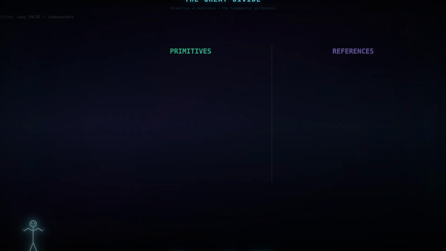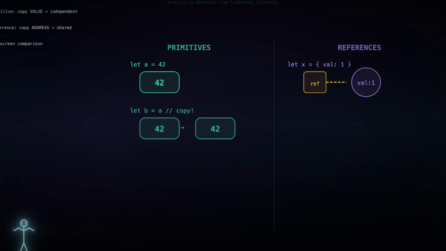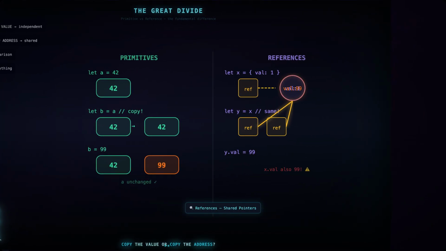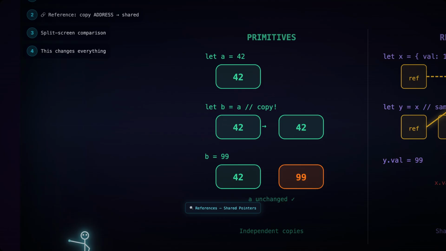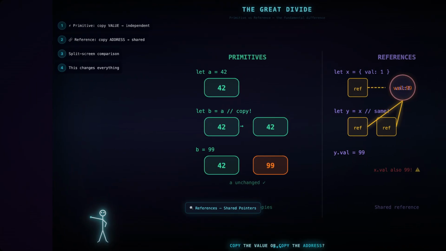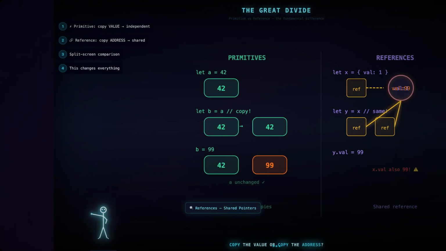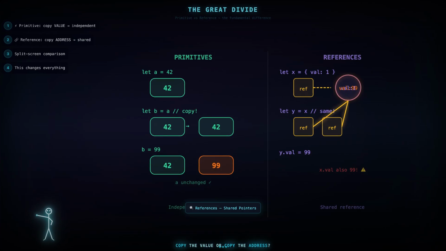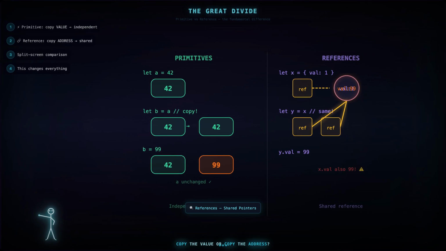This is the most important concept in JavaScript memory. When you copy a primitive, you get an independent value. When you copy a reference, you get a pointer to the same object. Primitives, isolated capsules. References, shared portals. This distinction is responsible for the majority of JavaScript bugs beginners encounter.